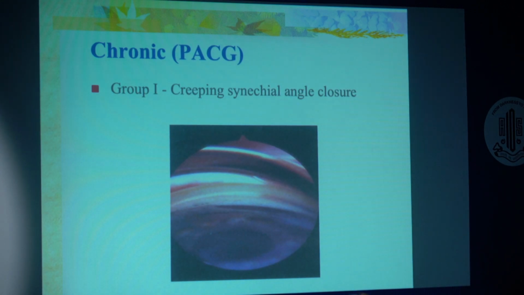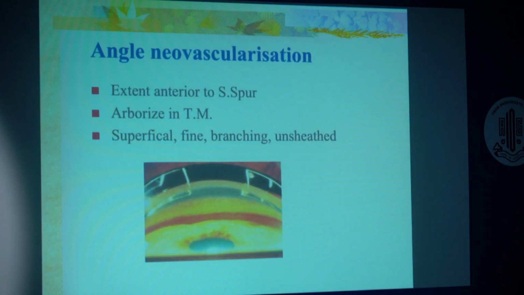Typically it mimics an open angle glaucoma, unless you do gonioscopy, where you see one part of the angle is open and one part of the angle is closed. This is like a zip. Otherwise it is very difficult to find out. And the angle neovessels, which are external to the scleral spur, unlike with trabecular meshwork vessels, are fine and superficial, branching and unseen.